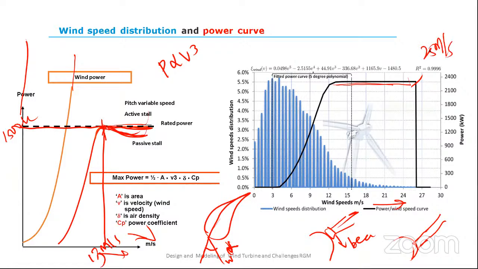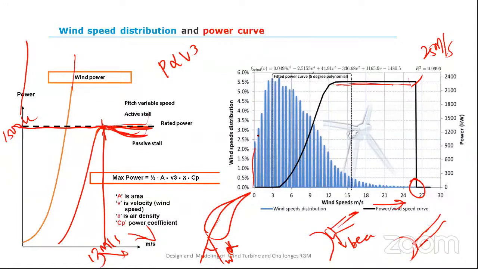When it reaches 25 meters per second, my entire power will be stopped. It means that my turbine will be turned off, right? Then it will be brought back to normal conditions. Okay, so then what I have to say here is that this is the power curve. What it says is that it is a pitch controlled machine.